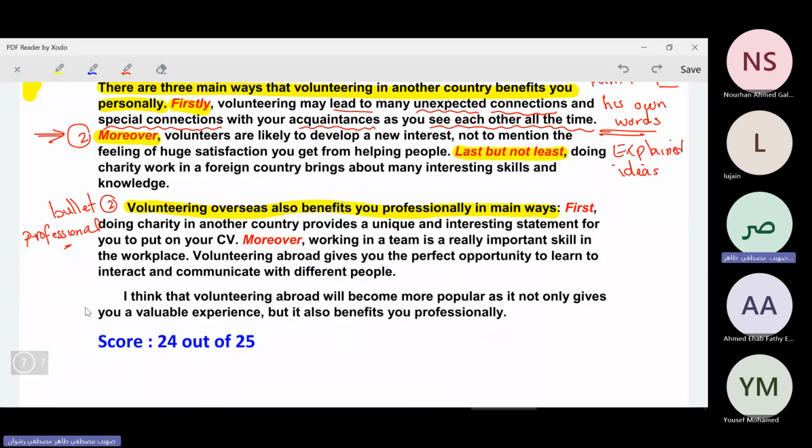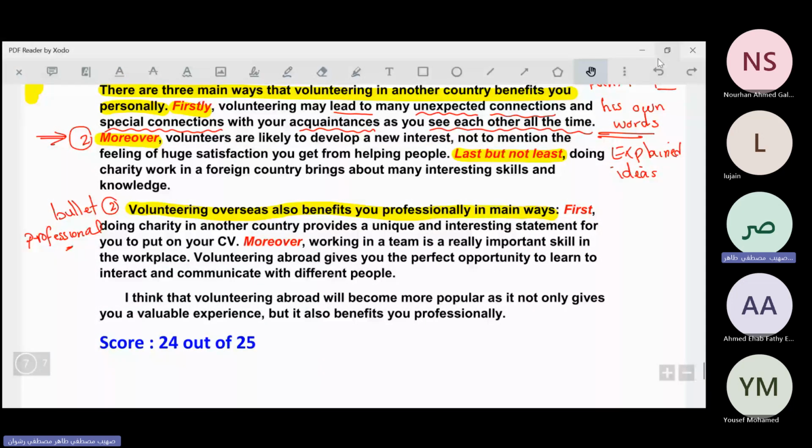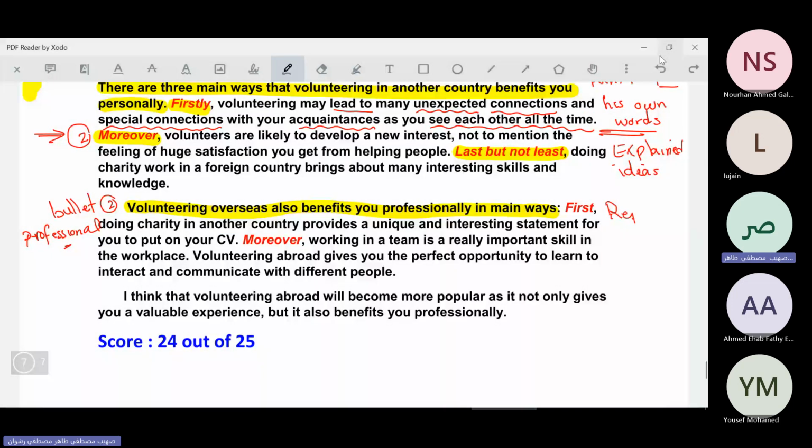All right, thank you. Again and again, try not to repeat yourself. The student here didn't repeat the words volunteering abroad or volunteering overseas. He used three expressions: volunteering overseas, volunteering abroad, and volunteering in a foreign country or in another country. So he used a variety of expressions to give the same concept. And this is what I want you to do. Please be sure that you don't repeat yourself.